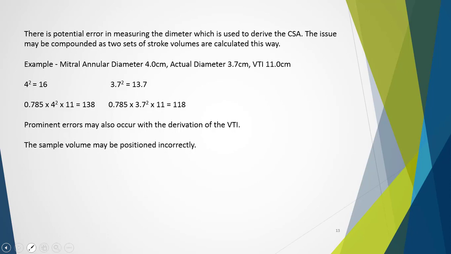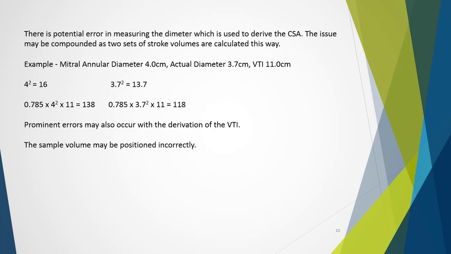There's potential error in measuring the diameter, which is used to derive the cross-sectional area. A small under or overestimation can have a significant impact on the stroke volume result. The result may be compounded as there are now two sets of stroke volumes that are calculated this way. So here we have an example of our mitral annular diameter, and if we measured 4.0, but the actual was 3.7, we could see there's a significant error of 20% there between the two.